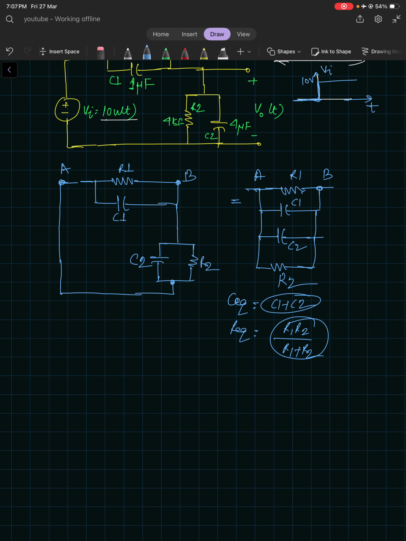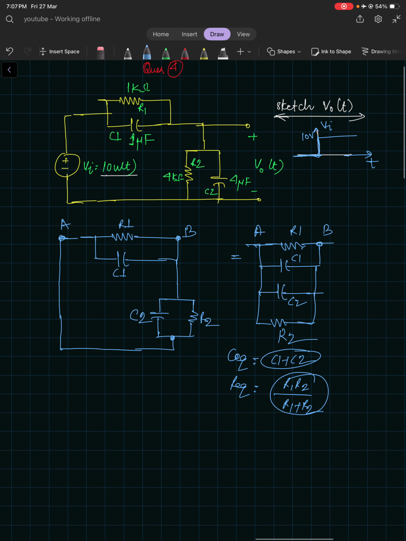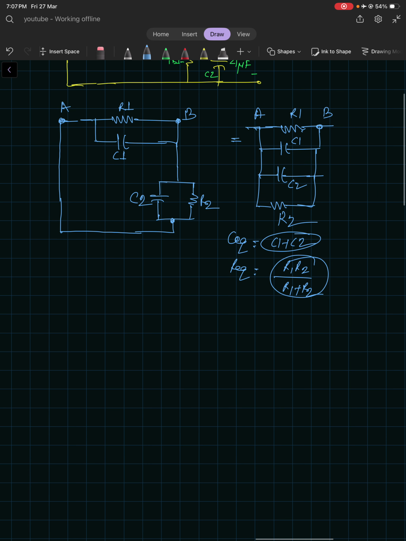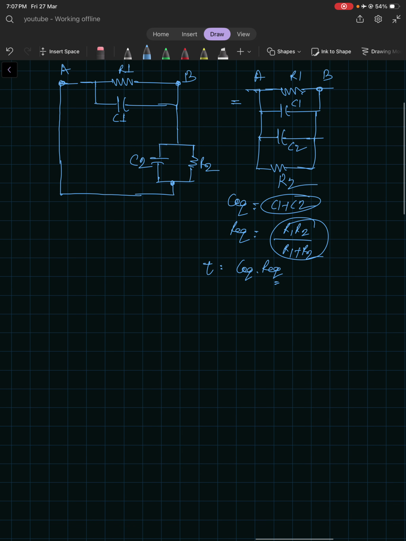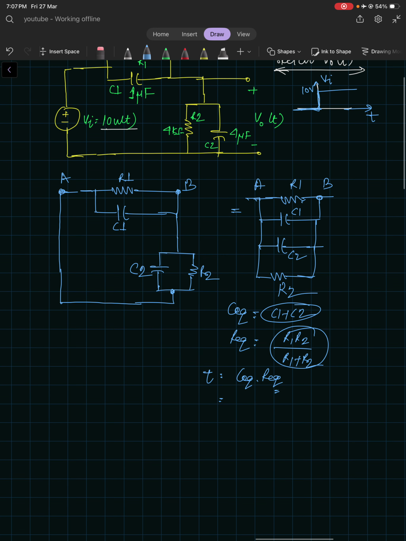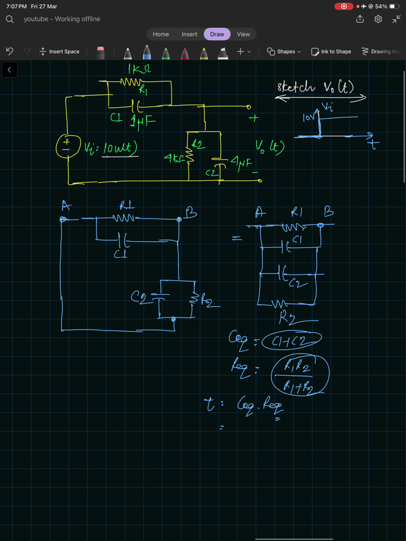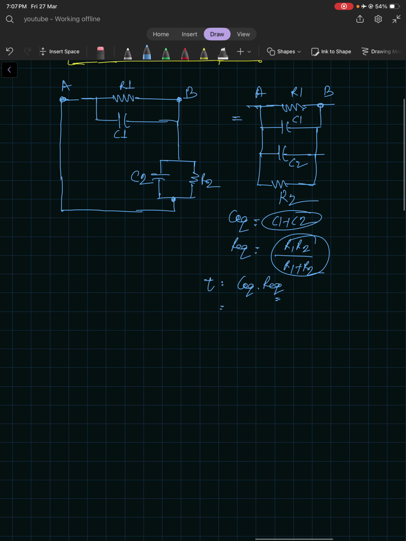So if it is a first order circuit, for solving V naught t we can use the initial condition, final condition, and the time constant, right? And time constant is simply T equal to C equivalent into R equivalent. So let's solve right now. What is C equivalent? 1 microfarad and 4 microfarad, so C equivalent is 5 microfarad, right?